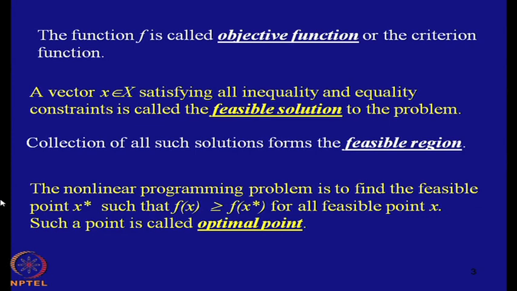Here we have considered the minimization problem. That is why we are selecting x star from the feasible region in such a way that it minimizes the function f. That is why f(x*) must be less than or equal to the functional value at all other feasible points. Then only can we say that x star is the optimal point for the said nonlinear programming problem.